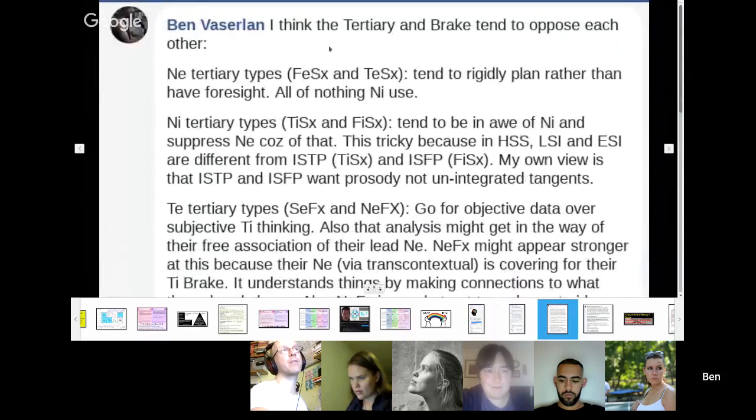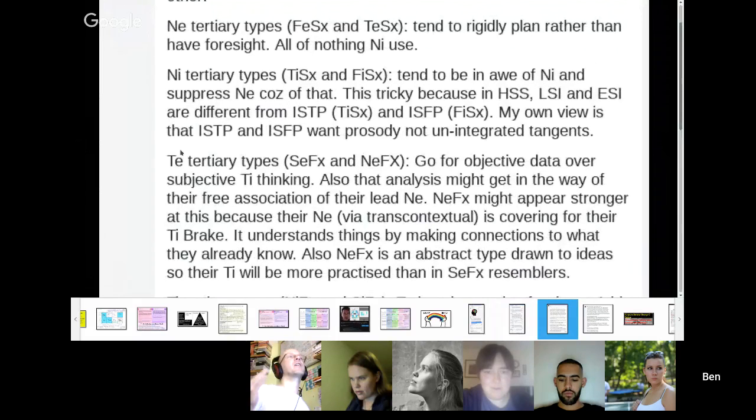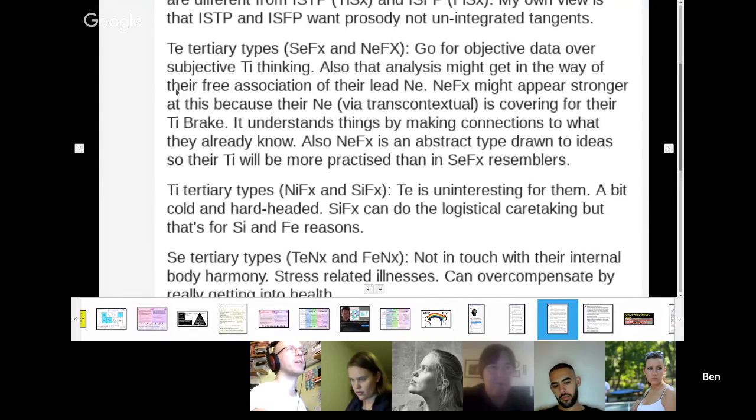So what I've got here is I've just written something, and this explains the position between the tertiary and the break function opposing each other. So any tertiary types, ESFJ and ESTJ, tend to rigidly plan rather than have foresight. And so it's all or nothing. NI tertiary types, TISX, FISX, tend to be in awe of NI and suppress NE because of that. This is tricky because some people can read that and take that in. TE tertiary types, so ESFP and ENFP.